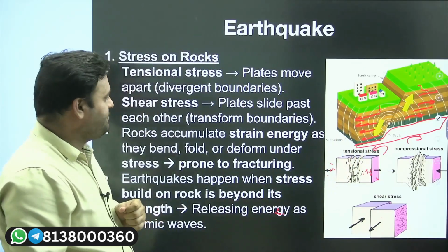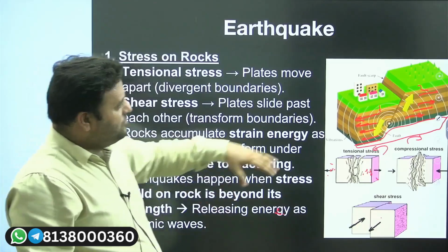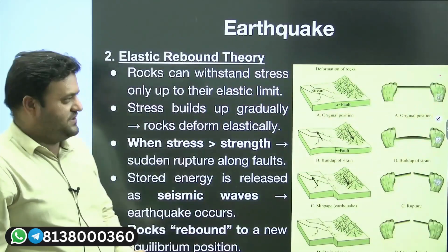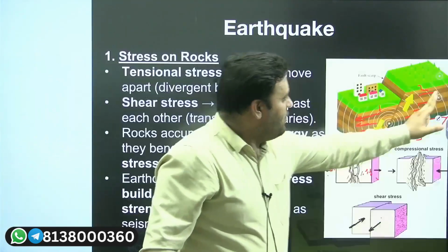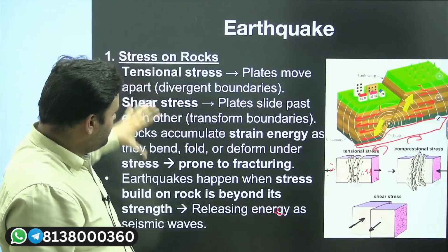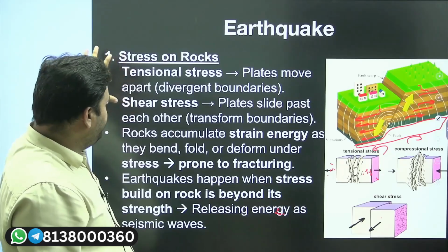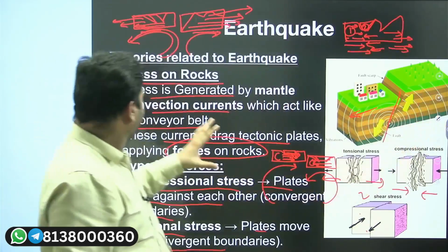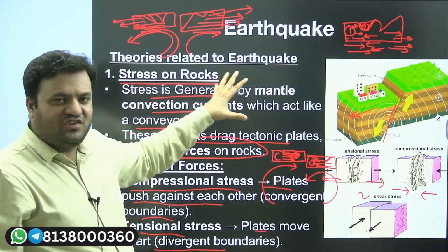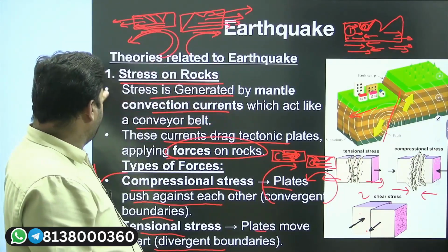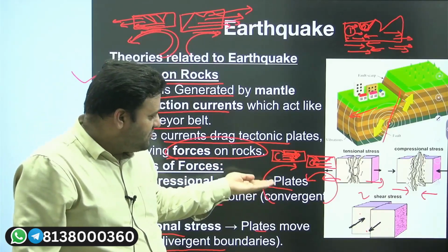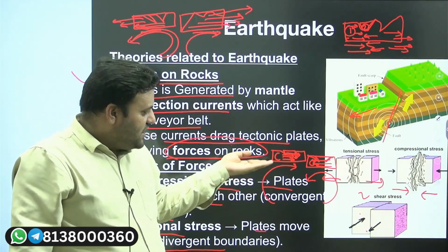Okay, so I hope you have clarity. So for a particular earthquake, you can say the causes, the theories related to earthquake. First, we have stress on rocks. This stress on rocks is actually building because of the mantle convectional current, the conveyor effect.